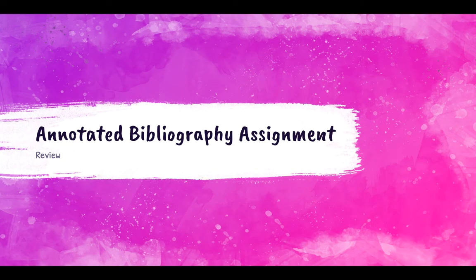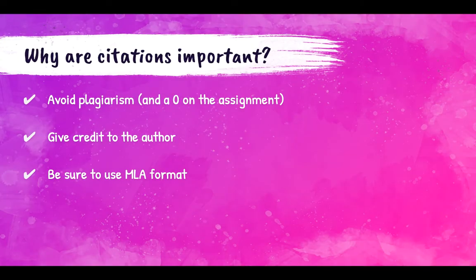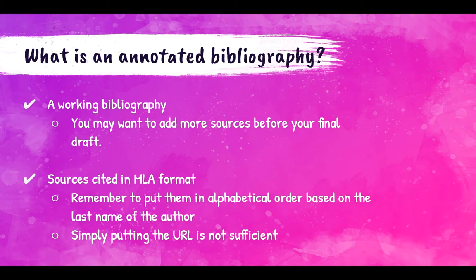Okay, so let's get into this assignment. The annotated bibliography assignment. I'm going to go over the basics and then we're going to look at the assignment sheet itself. Again, this should look really familiar to you. Okay, so we have citations because we want to avoid plagiarism and a 0 on the assignment. It is important to give credit to the author, and for this assignment, we are using MLA format. If you're doing research for a science class, you will probably be using APA, but this is English, so we're going to focus on MLA.